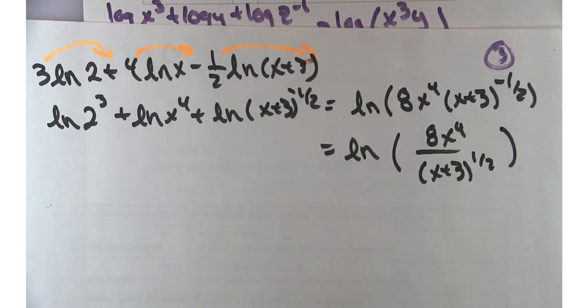You could also maybe impress me by writing something other than x plus 3 to the 1/2. What would that be? What's equivalent to x plus 3 to the 1/2? The square root of x plus 3. Yeah, square root of x plus 3. Remember, those things are interchangeable.